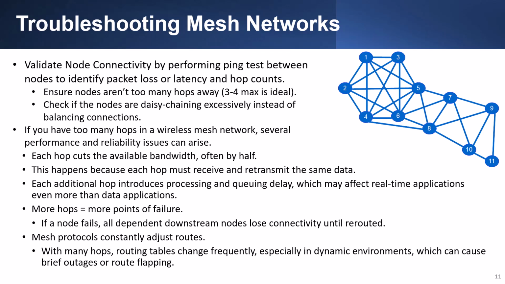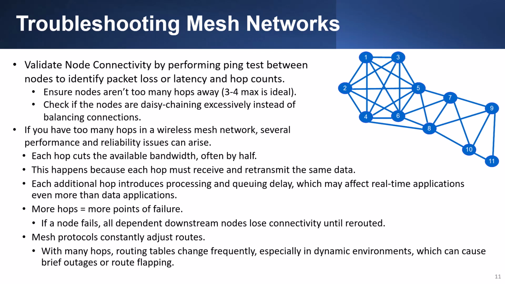If you have too many hops in a wireless mesh network, several performance and reliability issues can arise. Each hop cuts the available bandwidth, often by half. This happens because each hop must receive and transmit the same data. Each additional hop introduces processing and queuing delay, which may affect real-time applications even more than data applications. More hops equals more points of failure.